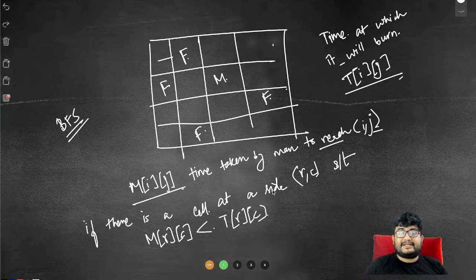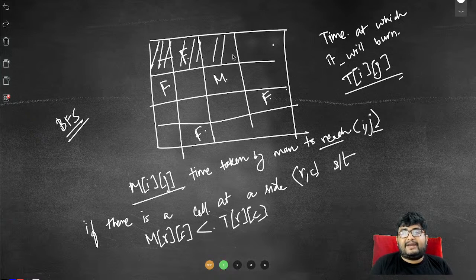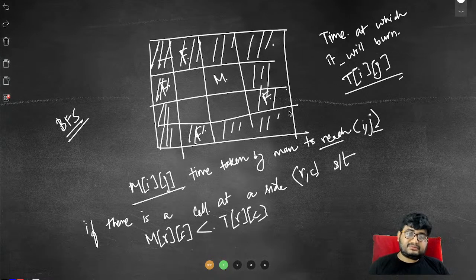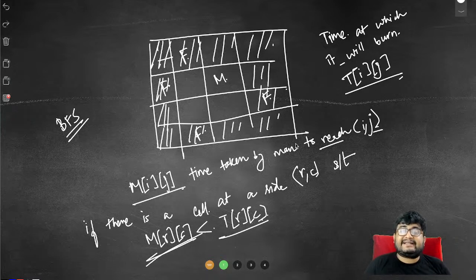So basically the question is, again, if there is a cell at one of these places, right? These are the points where the man can leave from. So if there is such a cell in these positions where the time taken by the fire to reach it is greater than the time taken by the man to reach it, in that case the man will get saved, otherwise the man will not be saved.